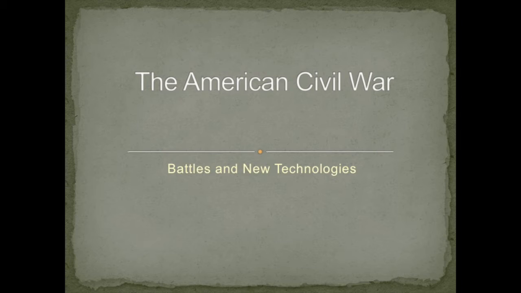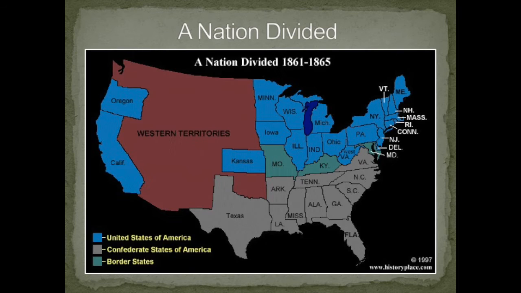Welcome. We're going to discuss the American Civil War, battles, and new technologies that were developed. The American Civil War would divide the United States in half. The blue states and the green states would be referred to as the Union, or the North. The gray states would be referred to as the Confederacy, or the South.